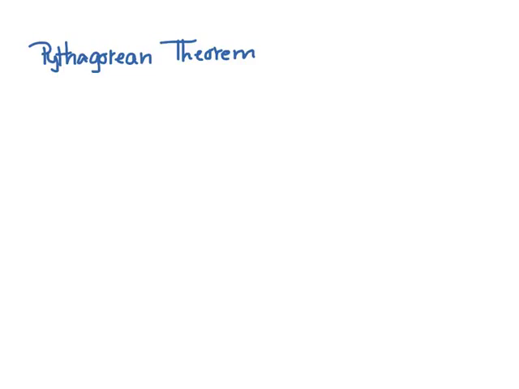Okay, the Pythagorean Theorem shows a relationship between the sides of a right triangle. So a right triangle is defined as a triangle in which one of the angles is a 90-degree angle.